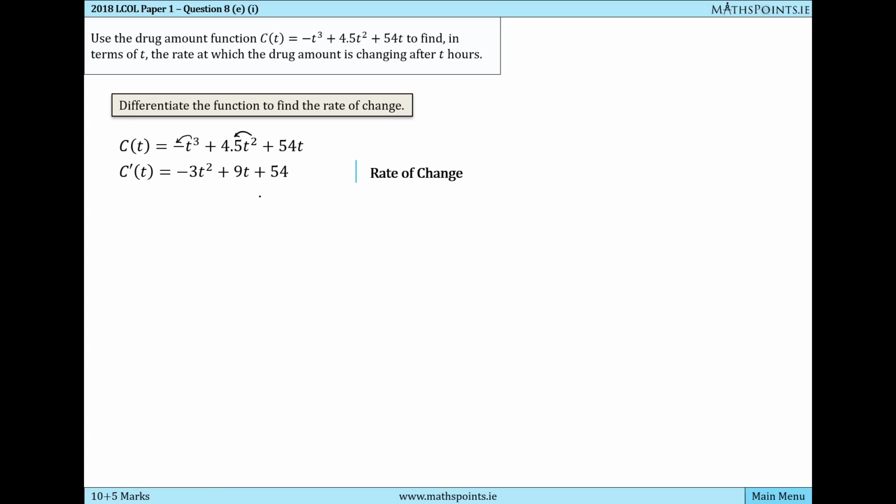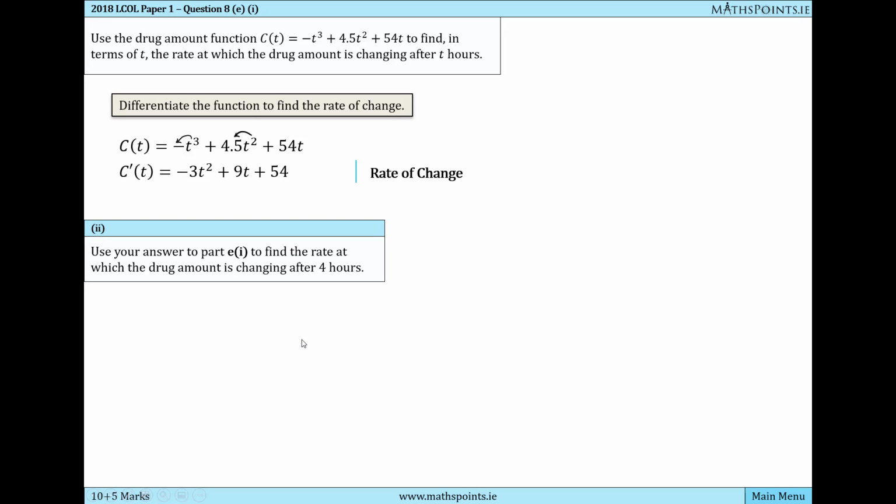Now, the rate of change will be different depending on what hour we choose. That function changed at a different rate from 0 to 9 hours. And so a subsequent part of the question will usually ask you to find that rate of change for a particular time. So part 2 of the question says, what's the rate of change after 4 hours?